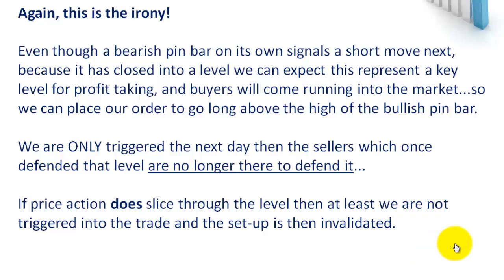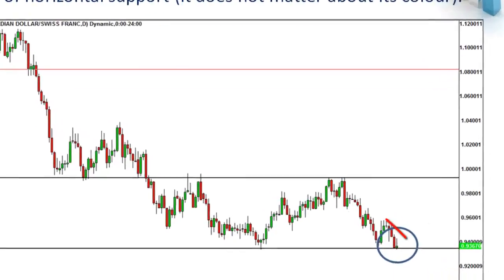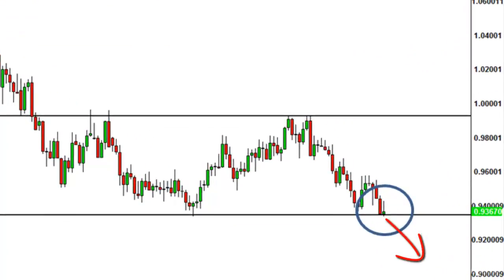However, if price action does resume and just bust through this level here, it doesn't matter, it's fine. The smash bar has failed to materialize and the setup is now invalid. And guess what? We won't be triggered into the trade, more likely than not. We can just happily be out of this trade which has failed to manifest itself and execute.